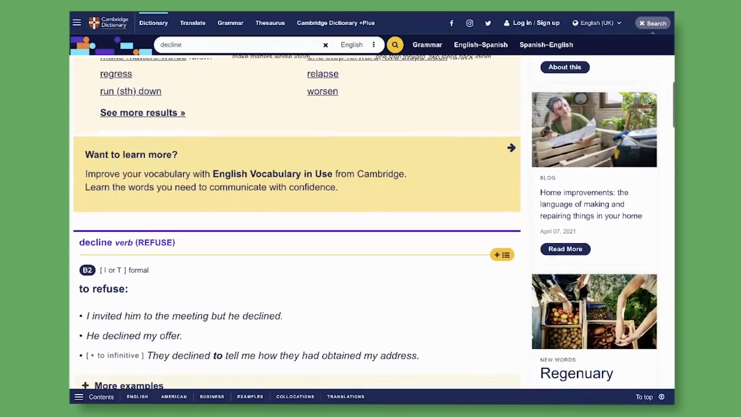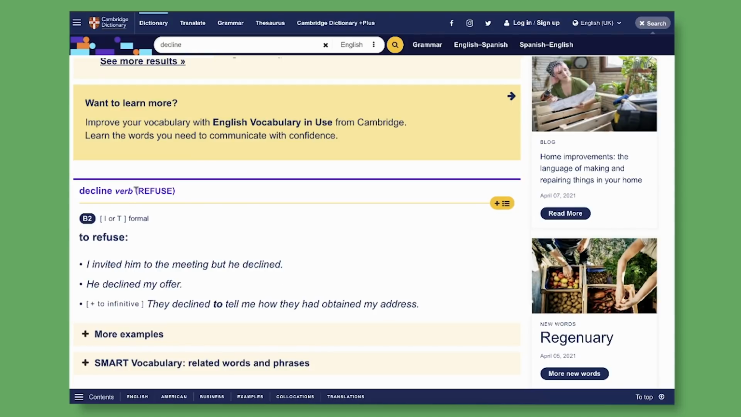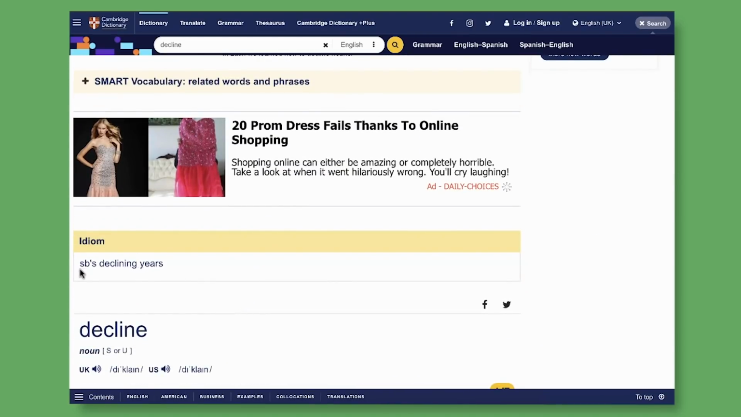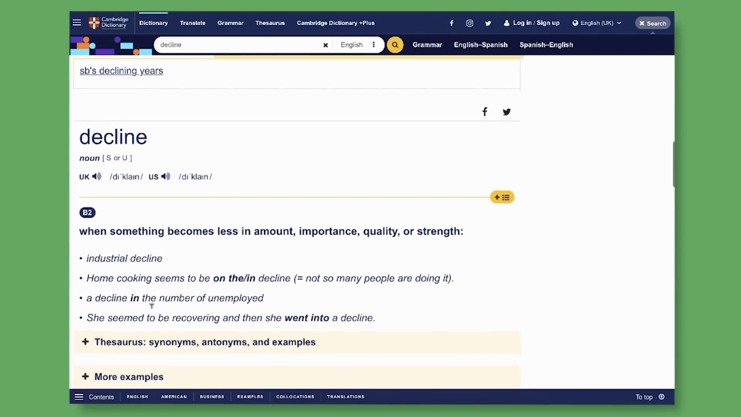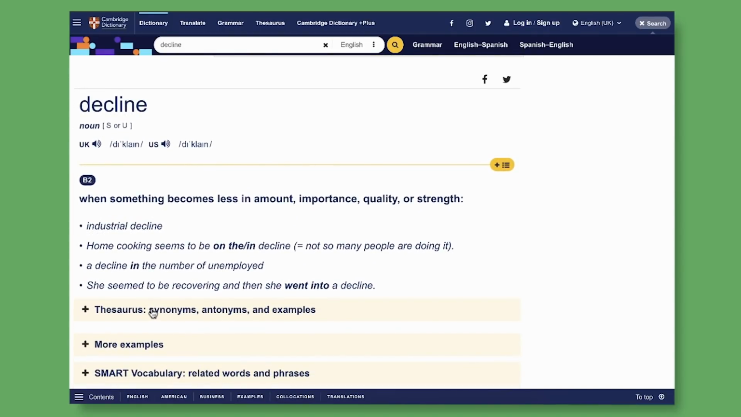If we keep going down and we keep exploring, we can see that decline has a second meaning as a verb. It can mean refuse. We can see it being used in the context of an idiom and as a noun. So there are so many amazing bits of information and things that you can use to understand how this word is being used.